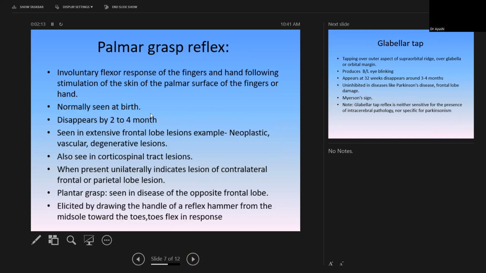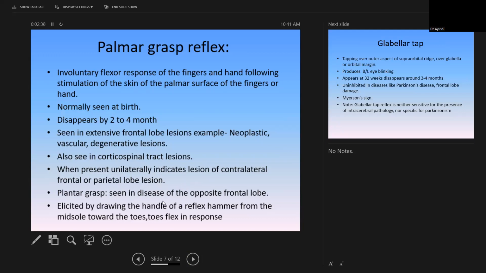The palmar grasp reflex. It is an involuntary flexor response of the fingers and hand following stimulation of the skin of the palmar surface of the fingers or hand. Normally seen at birth, it disappears by 2 to 4 months. It is seen in extensive frontal lobe lesions, for example neoplastic, vascular, and degenerative lesions. It is also seen in corticospinal tract lesions. When present unilaterally, it indicates a lesion of the contralateral frontal or parietal lobe.